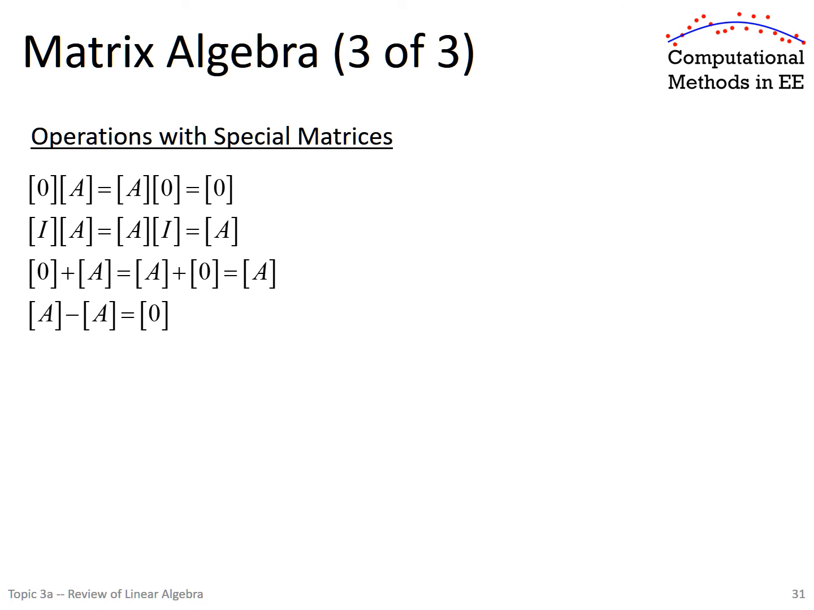And last, some special operations with special matrices. If we multiply any matrix by the zero matrix, whether that is a pre-multiply or post-multiply, we get 0. Any matrix times the identity matrix is just that matrix back again. And of course, if we add the 0 matrix to any matrix, we just get that matrix back. And if we subtract two matrices, we get the 0 matrix.